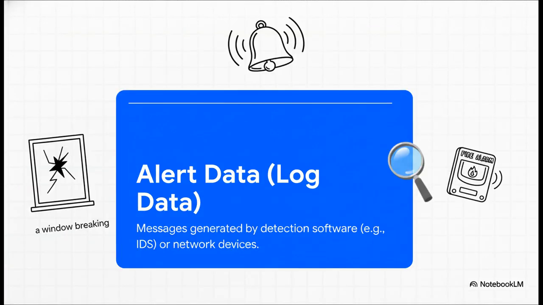And last but not least, we have alert data. This one's simple. It's the alarm bell. It's not a camera that's recording all the time. Instead, it's a system designed to go off, to ring really loud and create a very specific record only when something specific and potentially bad happens. Think of a fire alarm or a window breaking sensor.